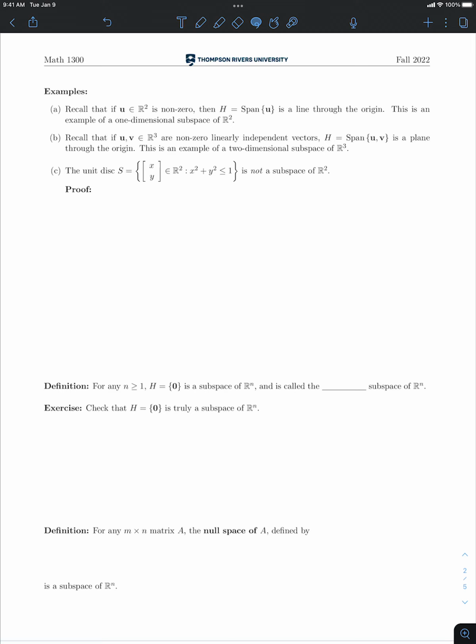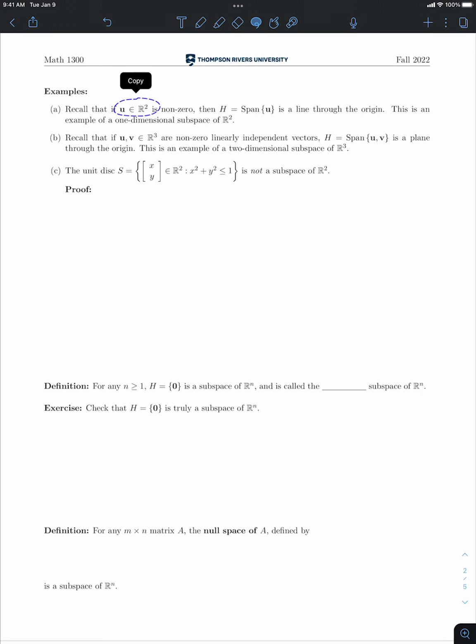Now, a couple of cases of this we've already seen. So let's start with the assumption that you've got just a single non-zero vector in R2, and you just take the span of that one vector. What you're going to get is a line through the origin. In this case, it would be a line through the origin in the xy plane, or the Cartesian plane, right? Because we took a vector u that's in R squared.